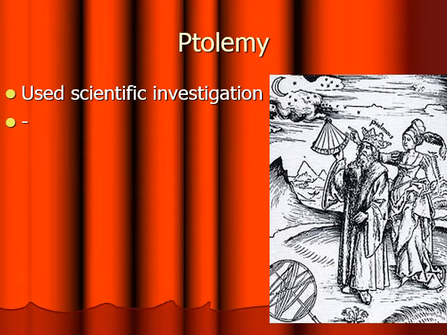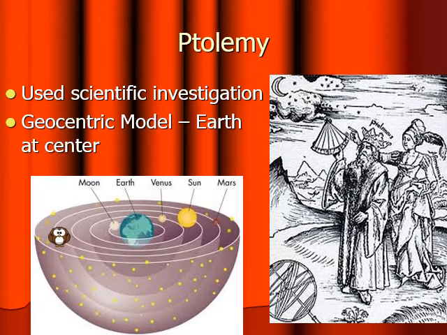Well, move ahead in time a little bit, and we get to this guy Ptolemy. The P is silent, by the way, so it's pronounced Ptolemy. He used scientific investigation. This is one of the first people that actually looked up in the sky and used measuring tools and took very detailed observations and notes of where things were in the sky and tried to use that to figure out how things were really moving and what these objects were.